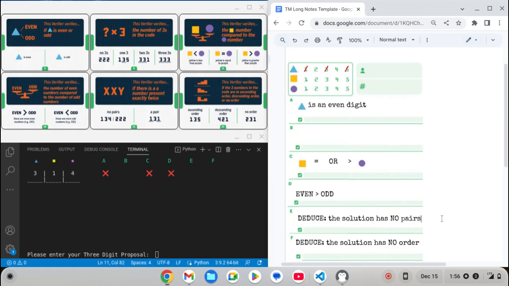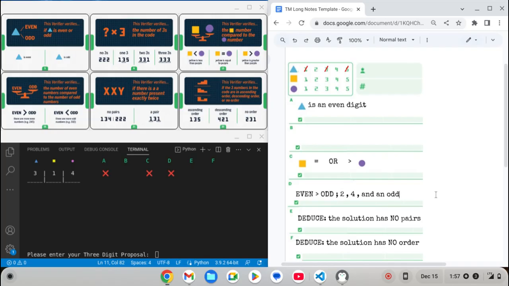And so that would mean that we are looking at unique digits, and because we've already established in criteria card D that you do have a majority of evens, now we've established that there can only be two evens because of no pairs. So that means that our solution is going to be a 2, a 4, and an odd.